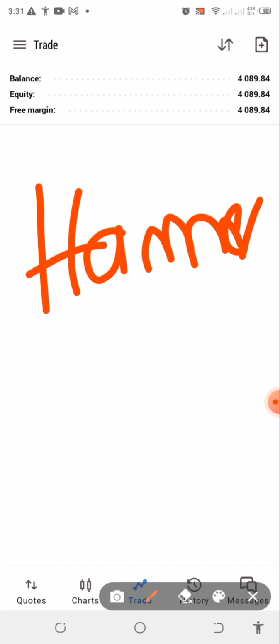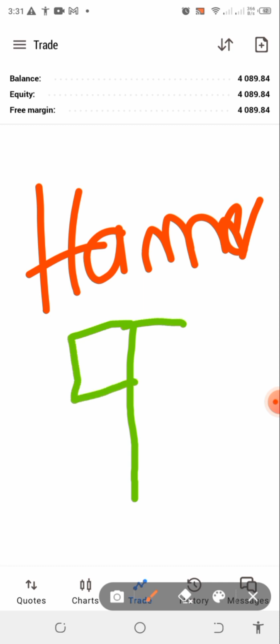The color of the hammer candle is going to be green. Now have a candle close, and then it's going to be like this, then like this. I'll be showing you in the chart. This is how the hammer candle looks like, and it's going to be a green candle.